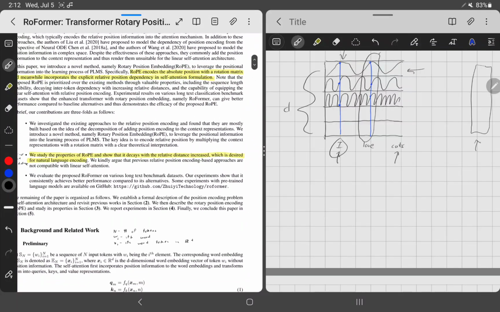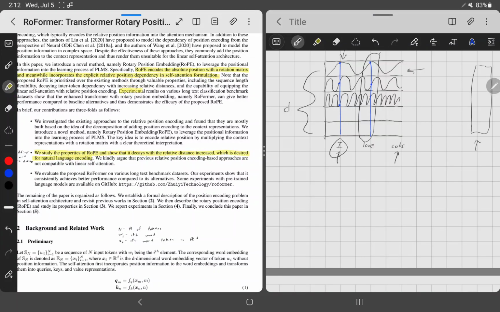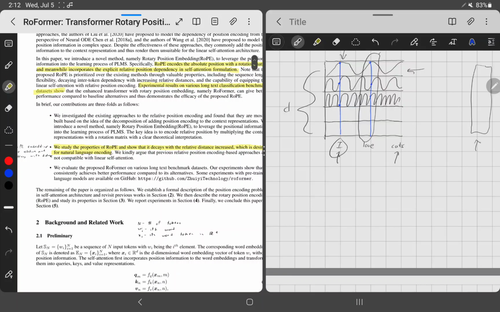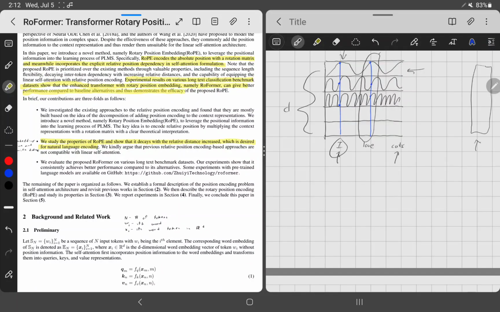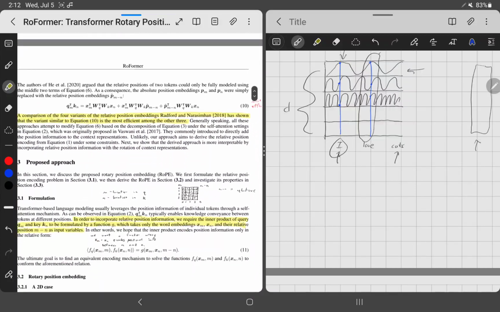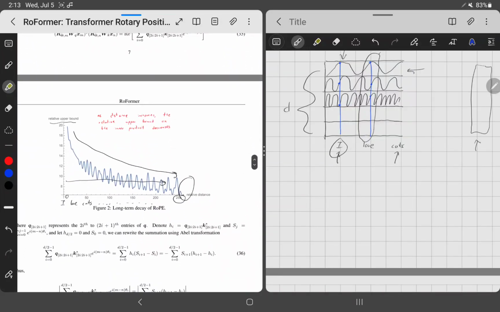it consistently achieves. Let me find it. They claim that it gives better performance in general for long. Yeah, right here. Experimental results on various long text classification benchmark datasets show the enhanced transformer with rotary positional embeddings, RoFormer, can give better performance compared to baseline alternatives, and thus demonstrates efficiency. They basically say that it does well in general on long documents, which is an interesting property of this, as it shouldn't, since it has this prior not allowing faraway words to attend to each other. So that's an interesting claim.